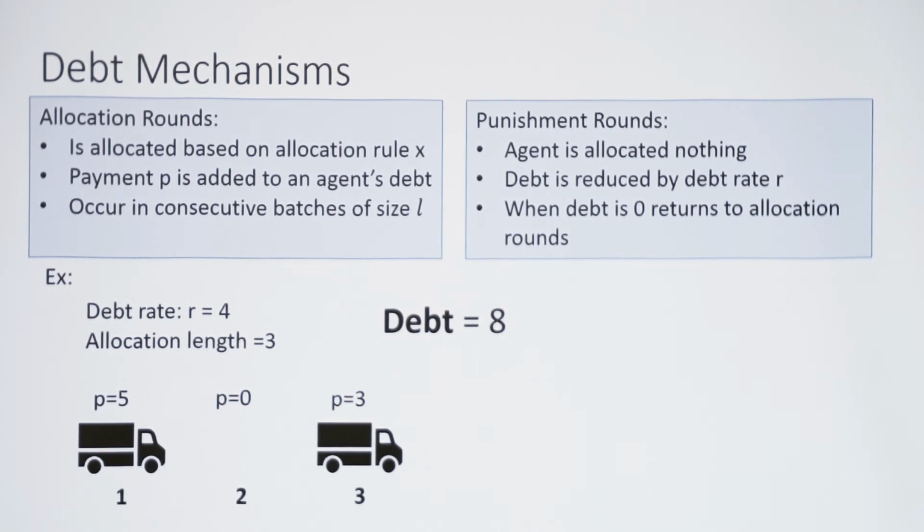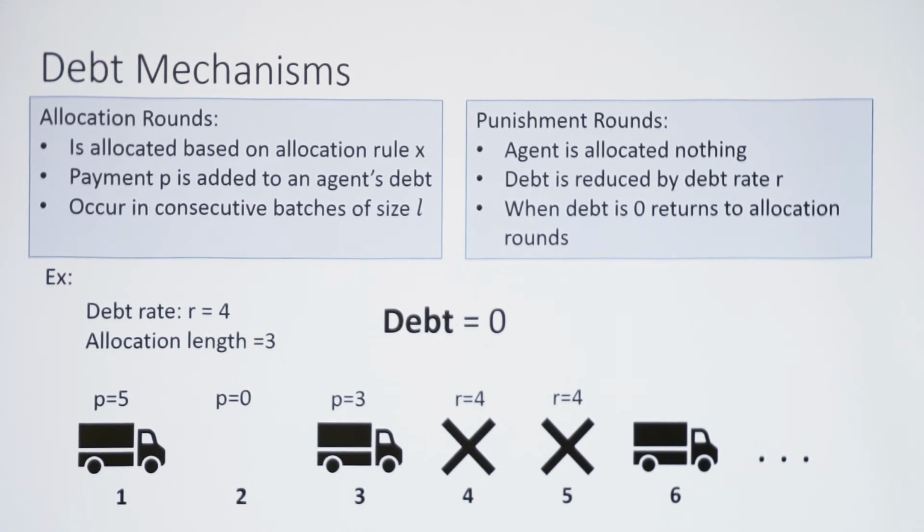So now they must enter a punishment round. So in the punishment round, they're guaranteed to be allocated nothing, but their debt is reduced by the debt rate of 4. Now they still have debt, so they're forced to participate in another punishment round to, again, reduce their debt to 0. And now that their debt is at 0, they're allowed to return to participating in allocation rounds.